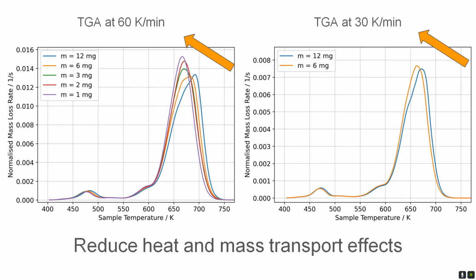Again, for reduced sample masses, the reaction shifts to lower temperatures. However, now the 1 milligram and 2 milligram samples are in superposition. Based on this assessment, we can now choose the 1 or 2 milligrams. They can then be used for the experiments also at lower heating rates.